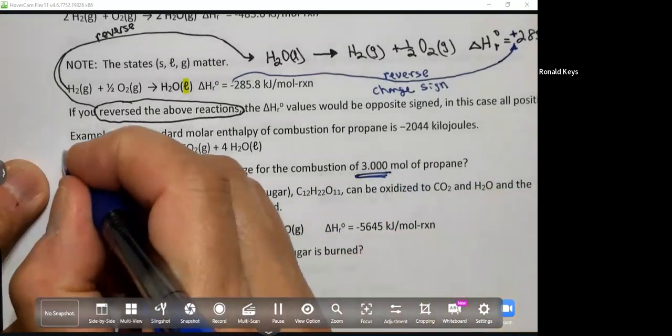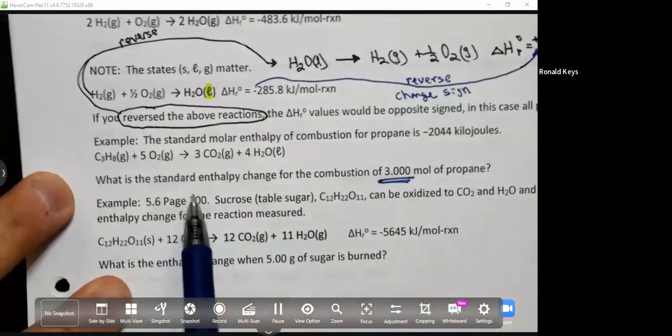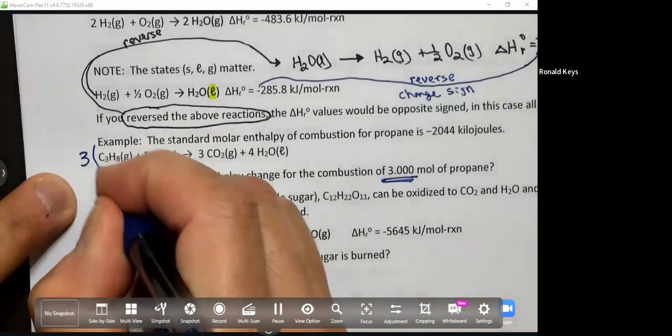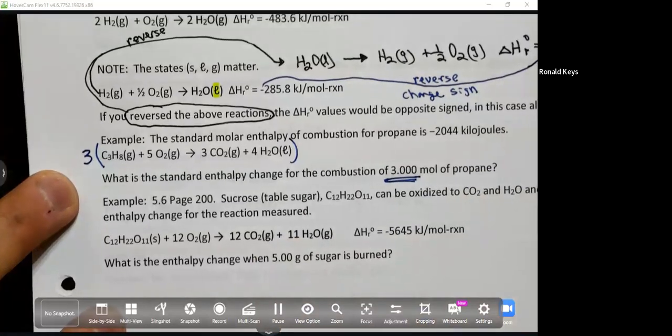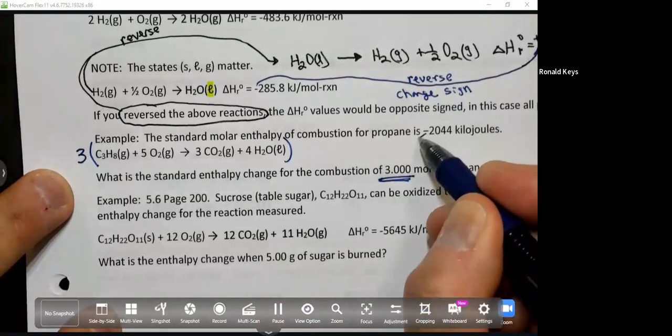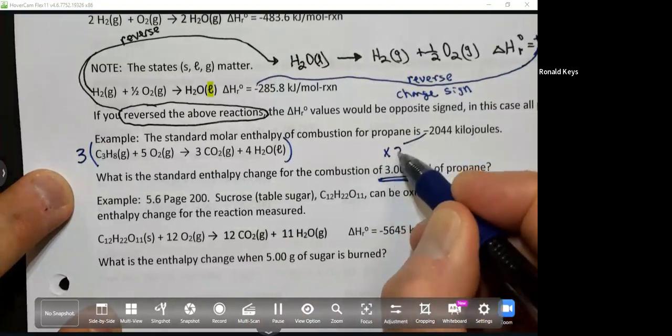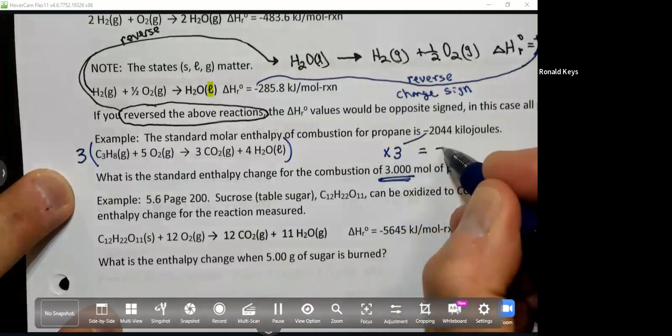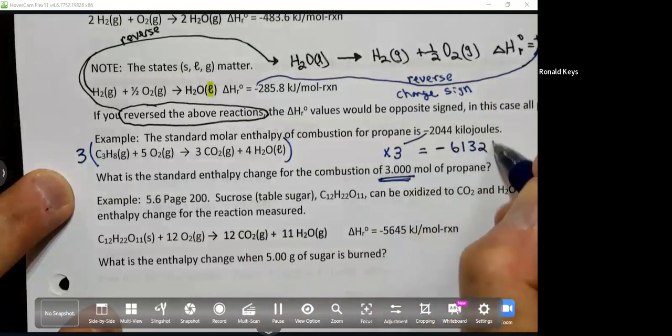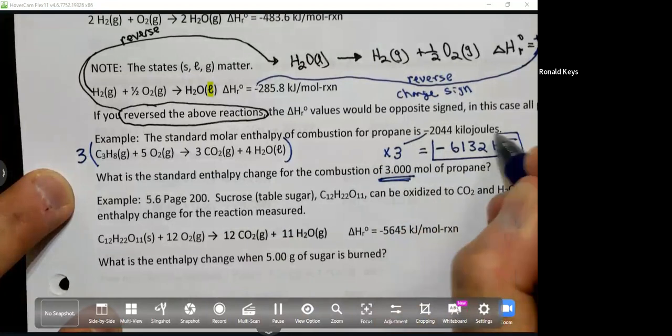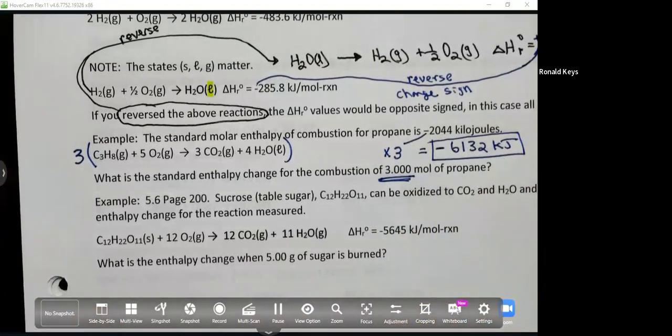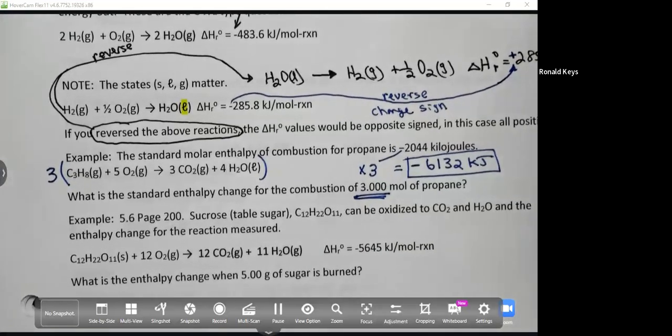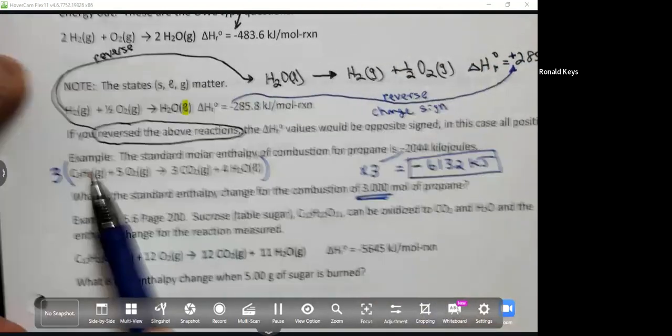Well, if we multiplied this whole thing by 3 again, we're going to multiply this times 3. And we are simply going to get 6132 kilojoules. You're going to see more applications coming up before we're done today of reversing reactions and multiplying them.